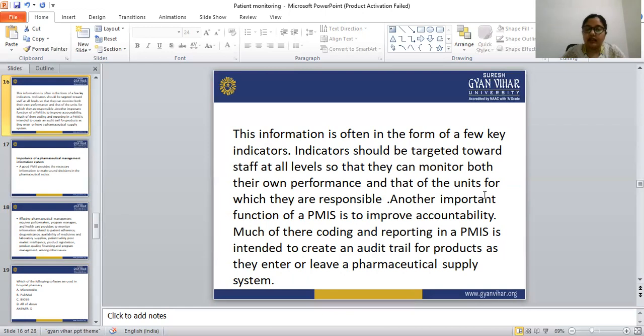Okay, and next is prescription management. How the computer can manage all the prescriptions. This system may also be used for prescription management of both inpatients and outpatients.